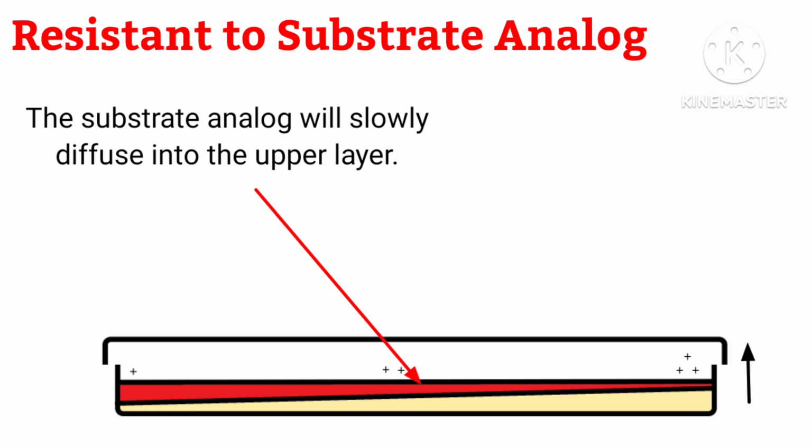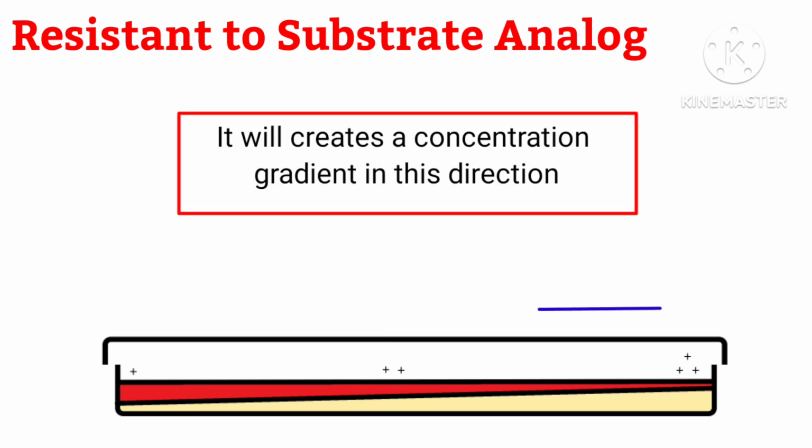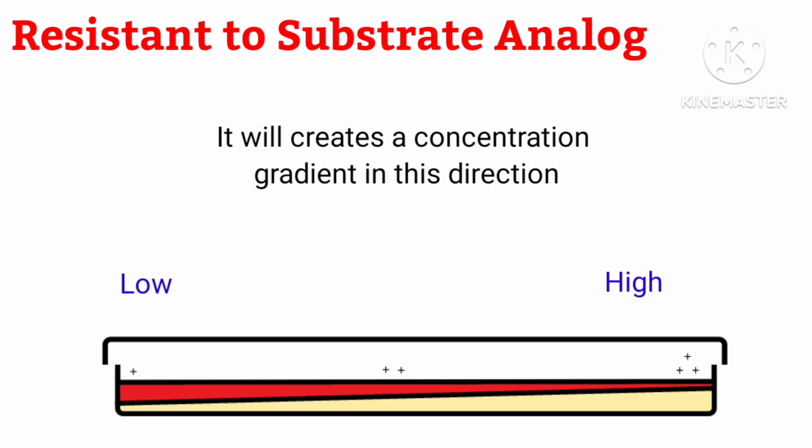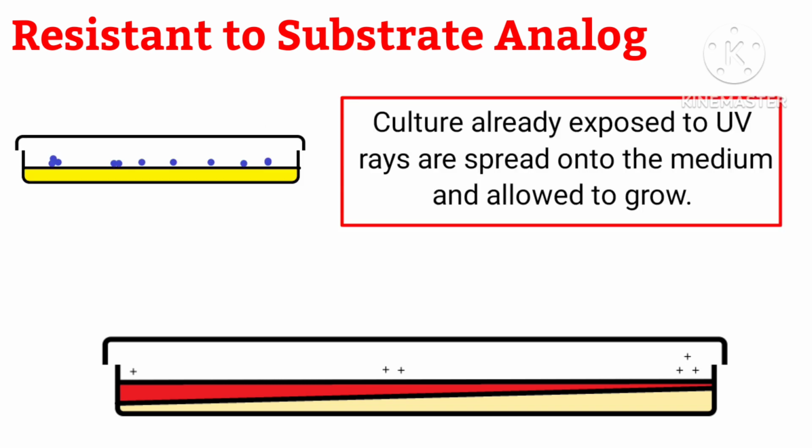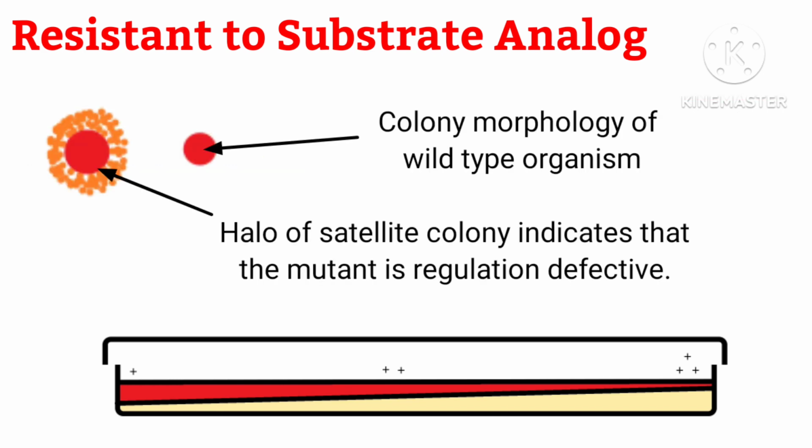After some time, diffusion of the analog into the upper layer of the medium takes place. As a result, a concentration gradient is developed at the surface in this direction. Now, a culture previously treated with mutagen is sprayed onto the surface of the medium and selection of any mutants offering resistance to high concentration is conducted.